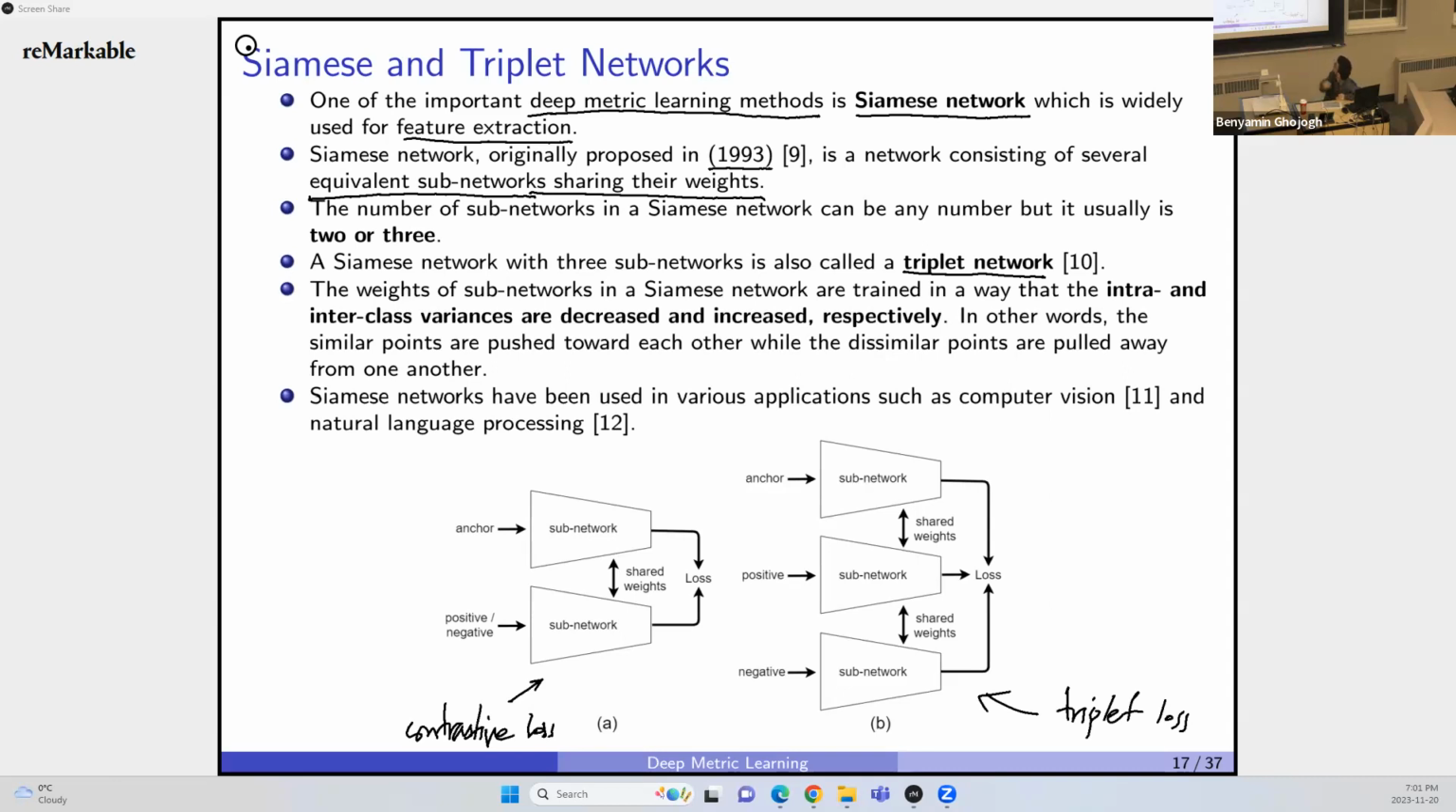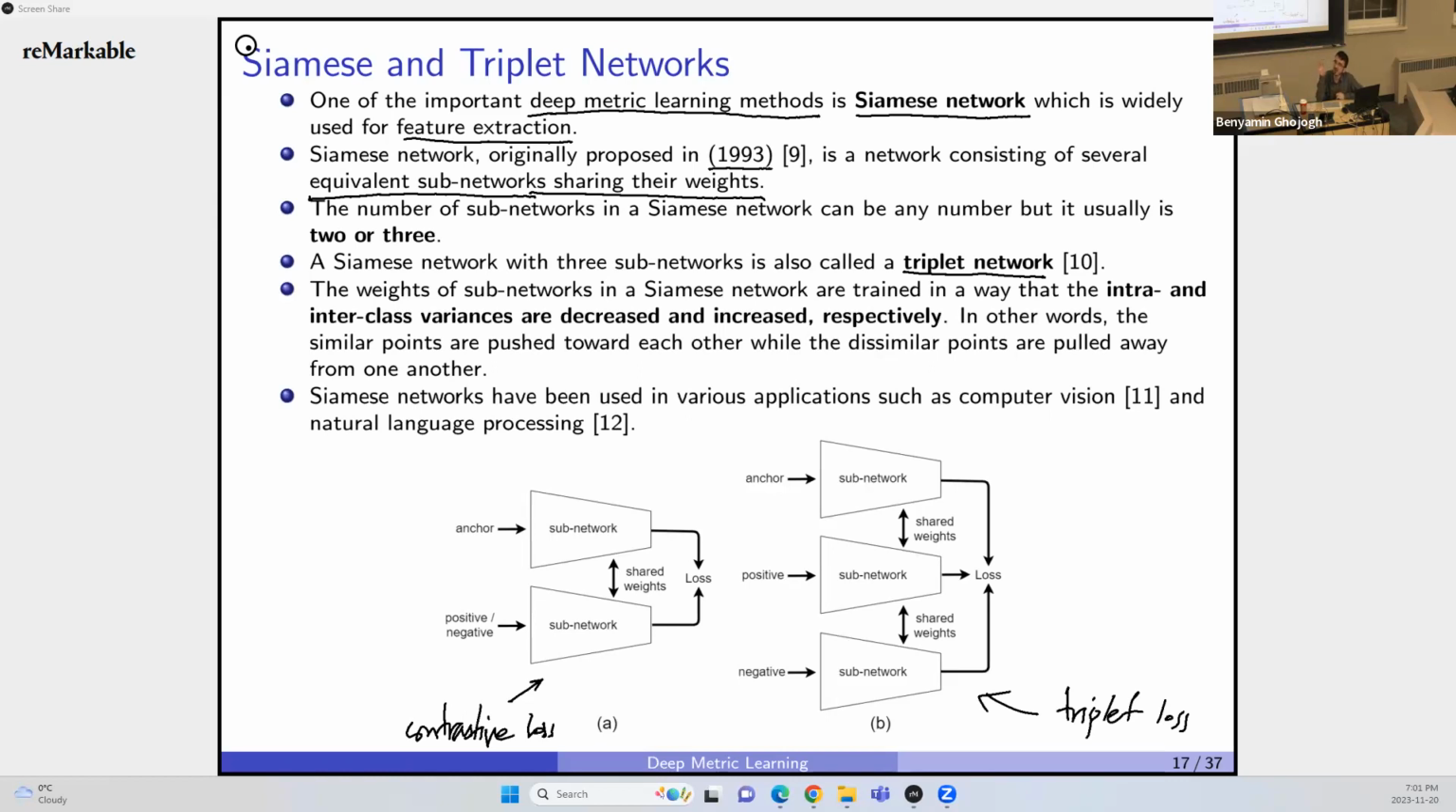And I said it was proposed in 1993, and if there are three networks sharing their weights, we also call it a triplet network. So usually we have two networks or three networks. A Siamese network with two networks usually has contrastive loss, and one with three networks usually has triplet loss, right? And I said that it is kind of semi-supervised. I will tell you why. Semi-supervised learning, and its idea is the same as the idea of supervised dimensionality reduction.